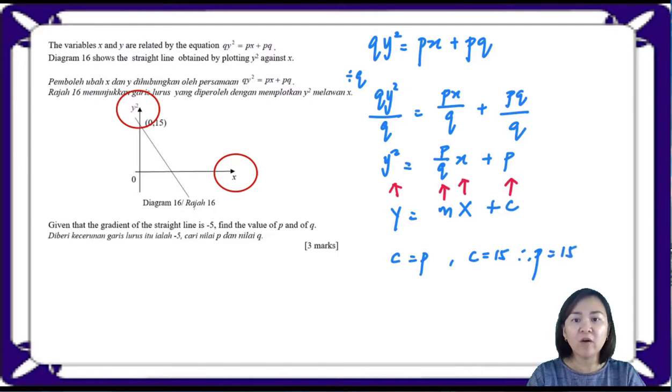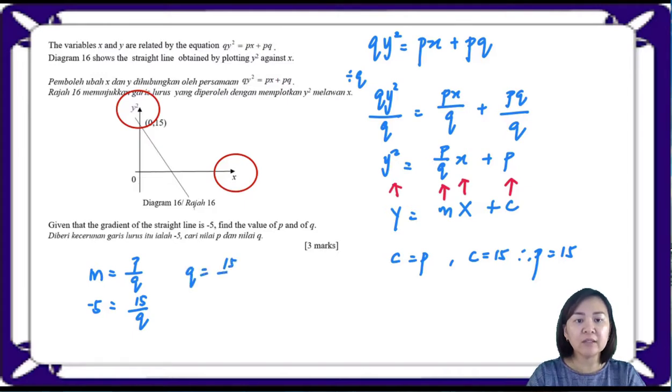To get the value of q, we must get it from the m. M equals p over q. Substitute the value of 15 and the value of 5 into the equation.